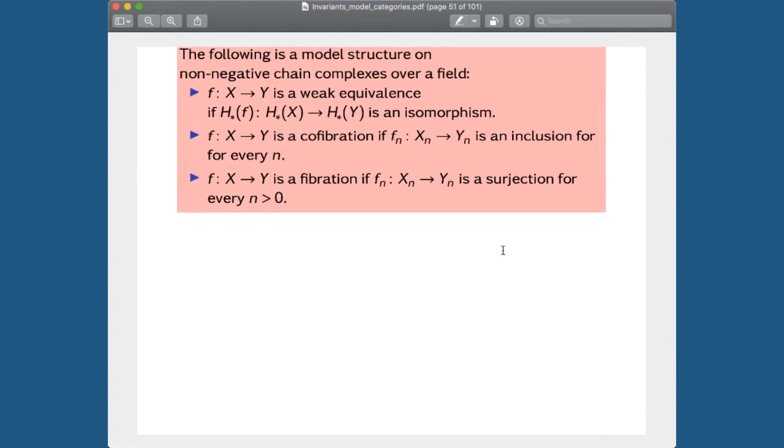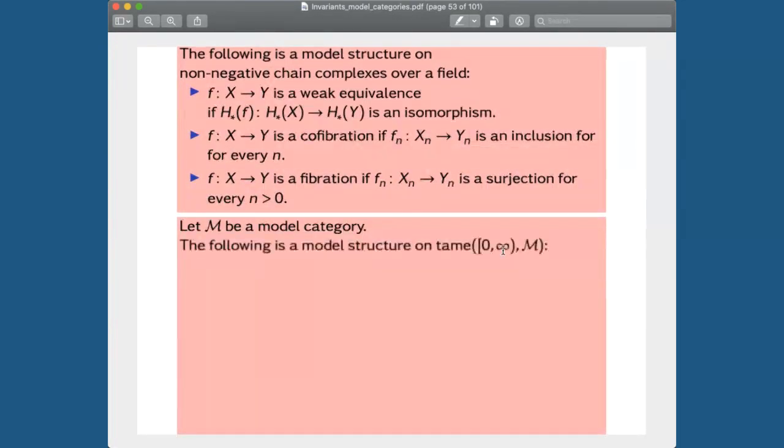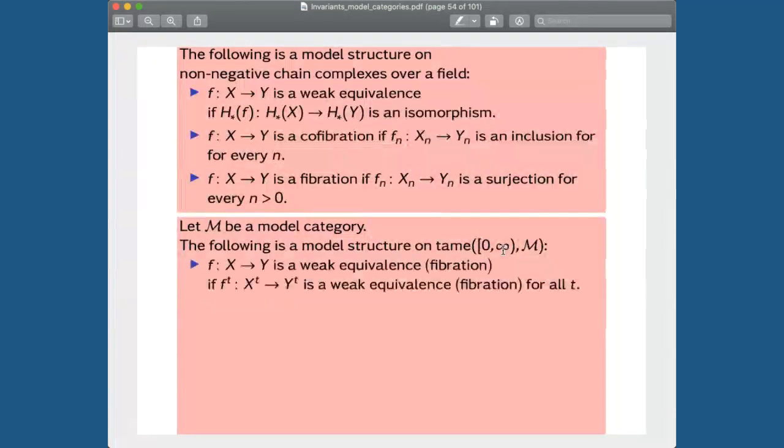So we have a very explicit example. And here's a way of constructing new model categories out of old ones. So we have an old model category. Now we are going to look at tame parametrized objects in M. And I'm claiming that this has a model structure where weak equivalences and fibrations are those maps which are weak equivalences and fibrations at every time. Cofibrations are a little bit more complicated.